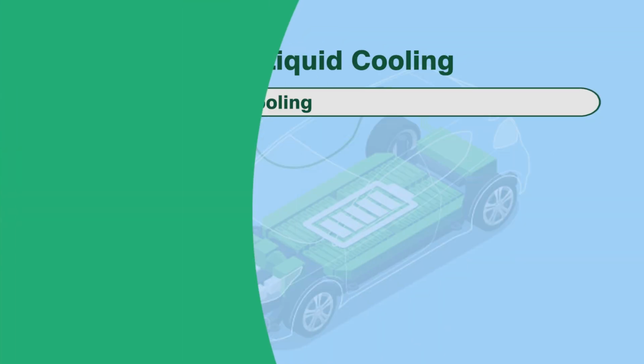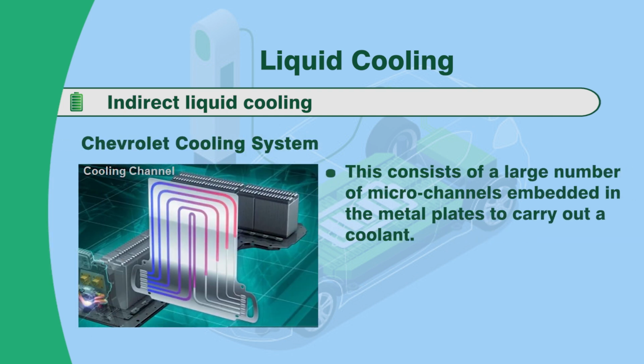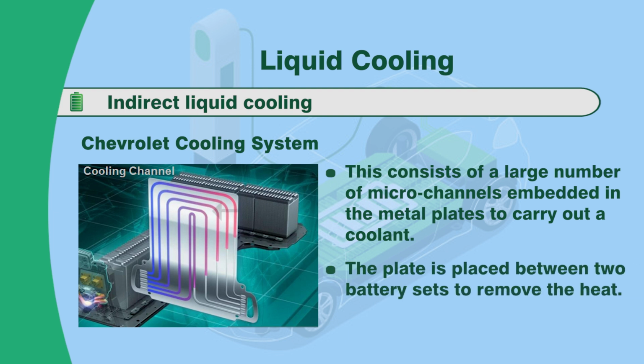The Chevrolet has its own cooling system in the indirect mode, or indirect cooling, which consists of a large number of micro channels embedded in the metal plates to carry the coolant. So, that is what is shown in the figure. This plate is placed between two battery sets to remove the heat. So, this metal plate is placed in between the two battery sets, so that the complete heat will be absorbed and removed.